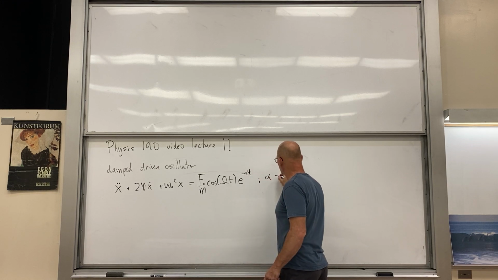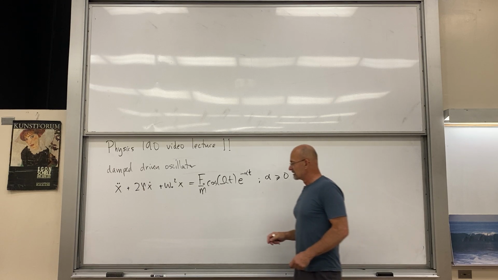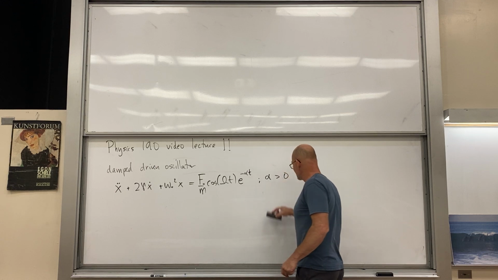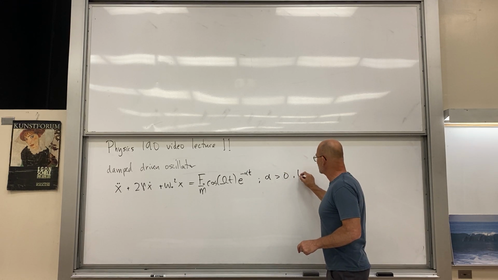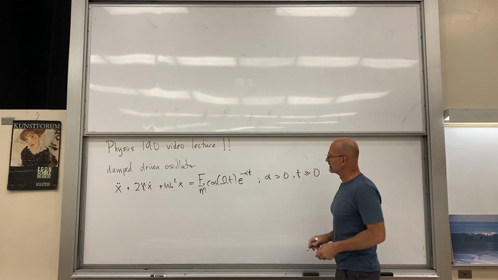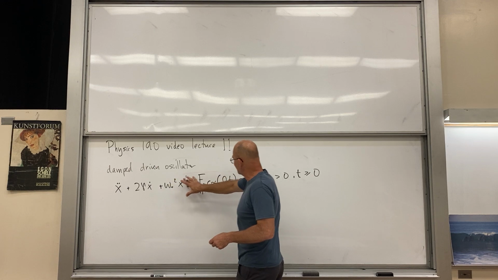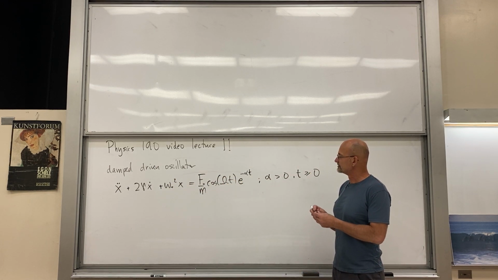So here alpha was greater than or equal to 0, and here alpha is greater than 0. Later on we can take the limit alpha goes to 0, no problem. And we're looking for positive times. Okay, so there's the problem. The definitions of these quantities are given previously, so no problem there.